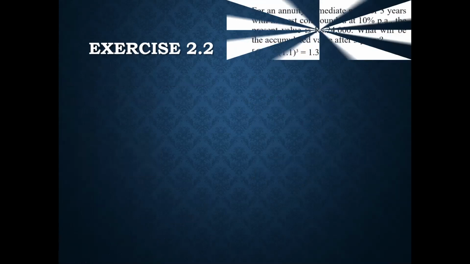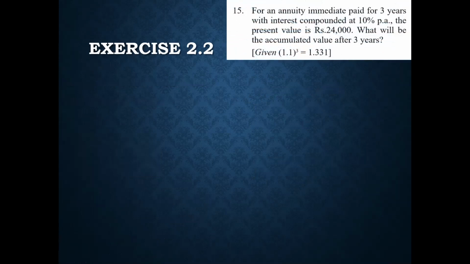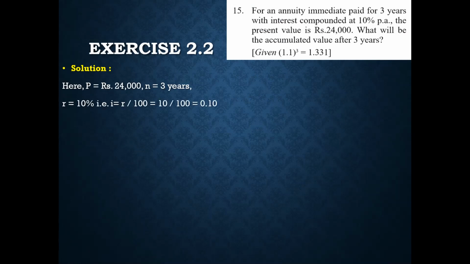Moving towards the next sum, sum number 15. For an annuity immediate paid for 3 years with interest compounded at 10%, the present value is 24,000. What will be the accumulated value after 3 years? So class, in this case, what is given? Again, it is annuity immediate, compounded annually, so nothing to worry. Basically, you have the present value, number of years is given, rate of interest is given, and you have to find out the value of A.